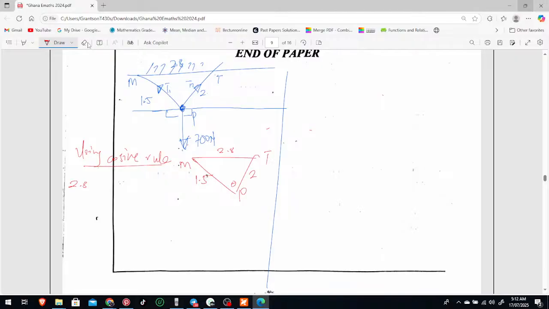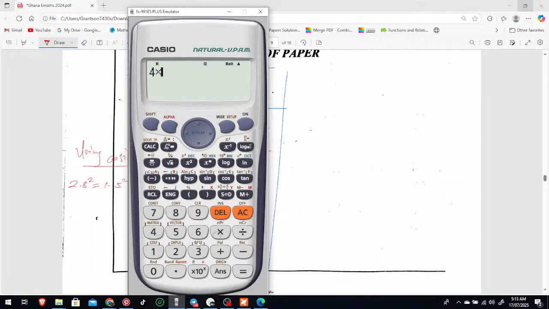2.8 square equals 1.5 square. It's like Pythagoras theorem. Plus 2 square minus, then you bring the cosine. So 1.5 times 2 cos theta. Right? Yes, sir. So move this one to the other side of the equation. It gives positive 2 times 2 times 1.5, which is 6.